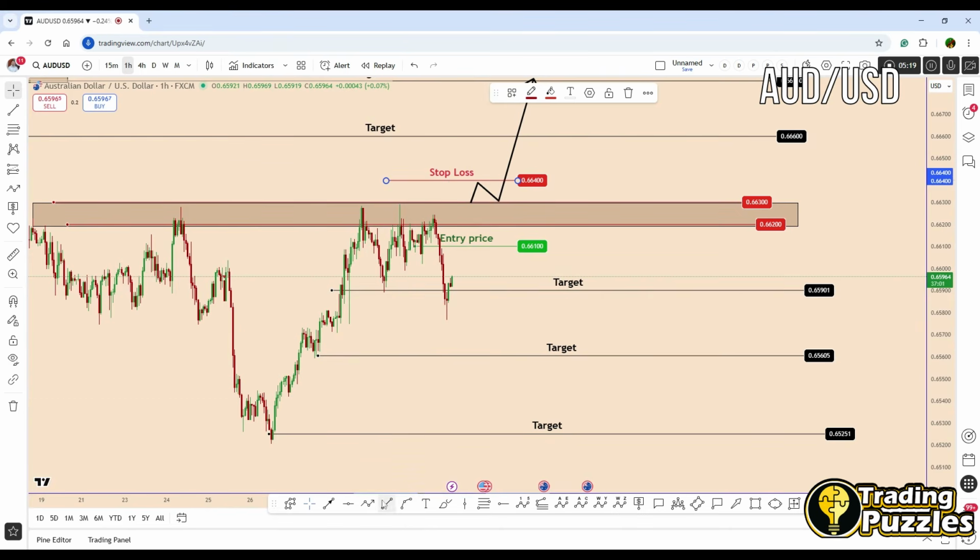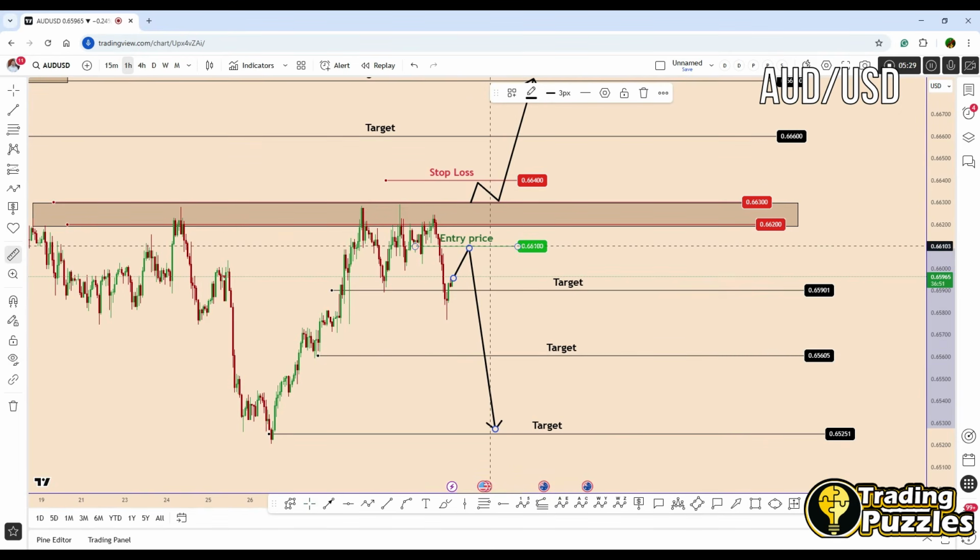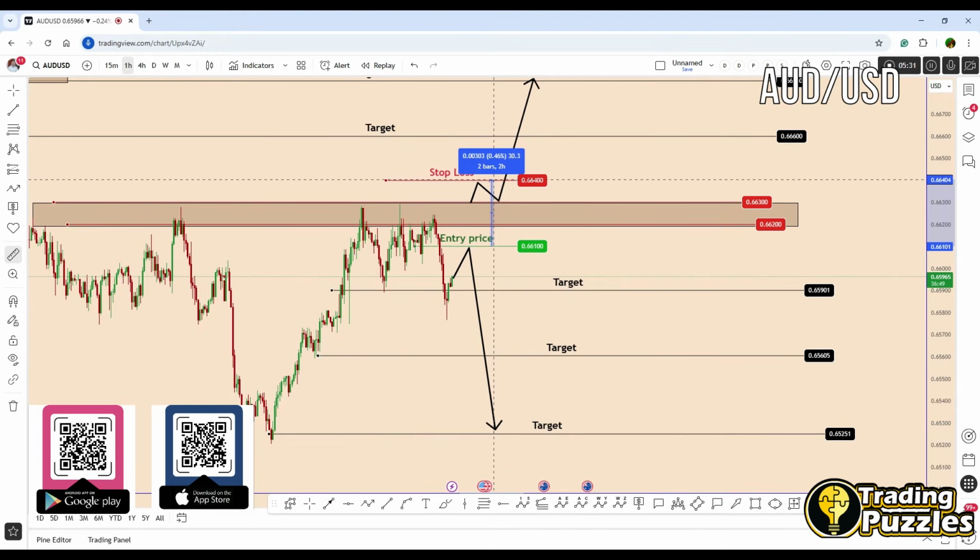0.6640. So this is what we are going to look at. One retest also in this moment and the price can move down. If we are going to look at it, we have calculated 30 pips stop loss in our situation for what we are looking at.